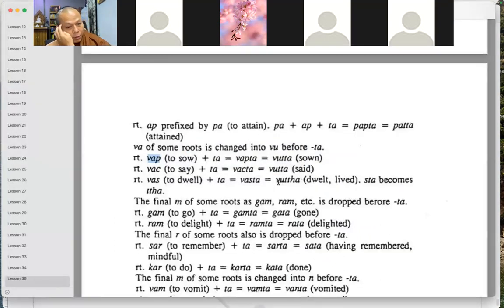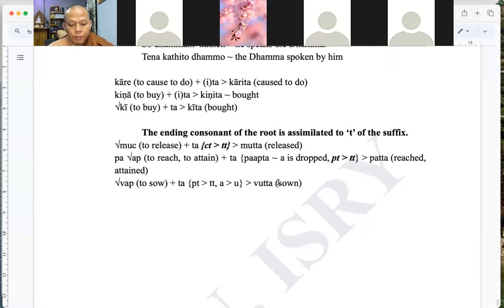And then another, root watch, is to see. And da here also, ja da becomes da, and then a is changed to u in this way. The same form, wo da, but the meaning is different. Said, okay, that is a, we need to trace back. The wo da, which means said, is definitely from the root watch. The wo da, which means sown, is derived from the root wap in this way.